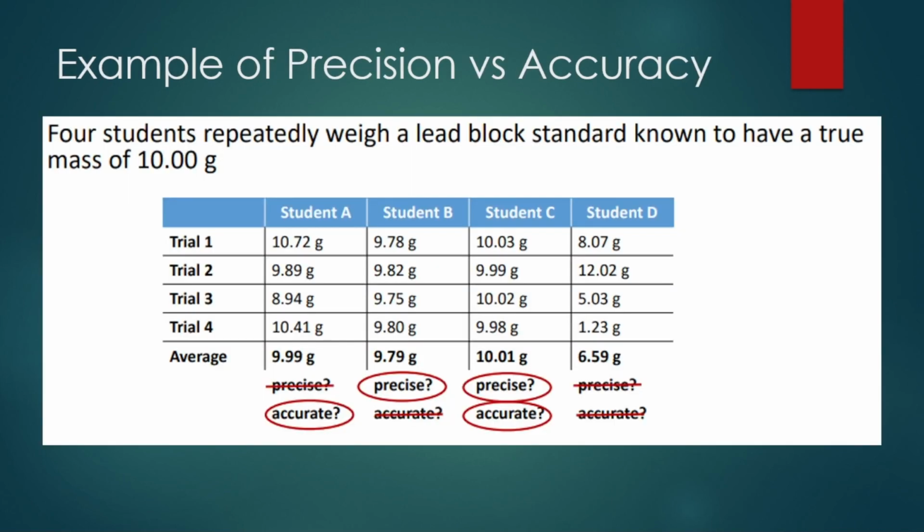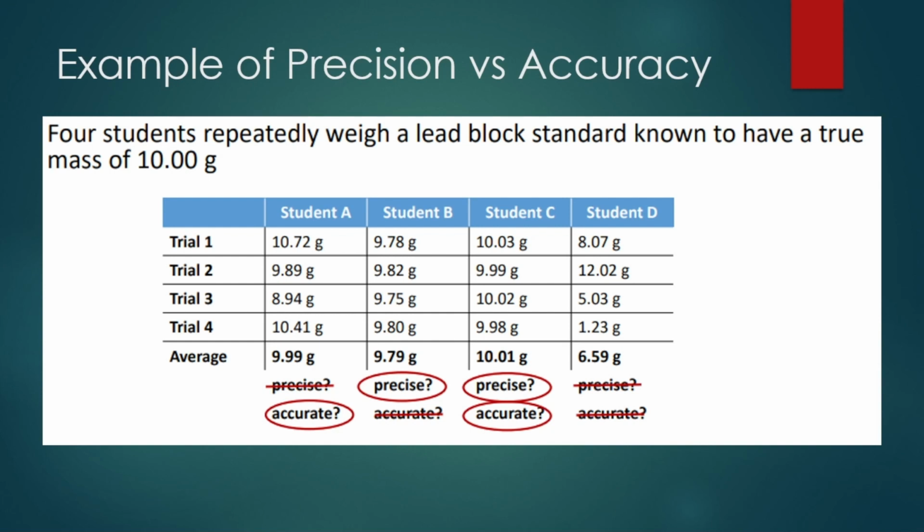So take this example for now, precision versus accuracy. We have 4 students with a lead block standard known to have a true mass of 10 grams. In this example, if we average out student A, we get 9.99, which is the average amount of the numbers. Now, in this case, it is accurate because we know the actual value is 10 grams.